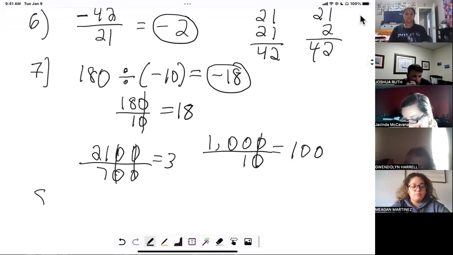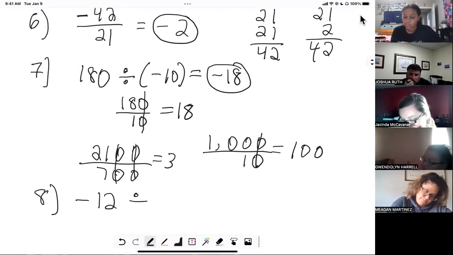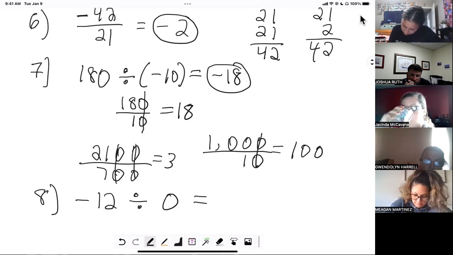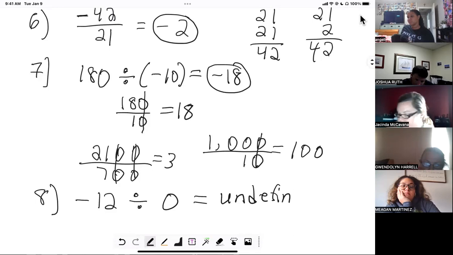All right, 8. Negative 12 divided by 0. Undefined. We get it? Yay. Can't divide by 0, right? Good. All right, one more.